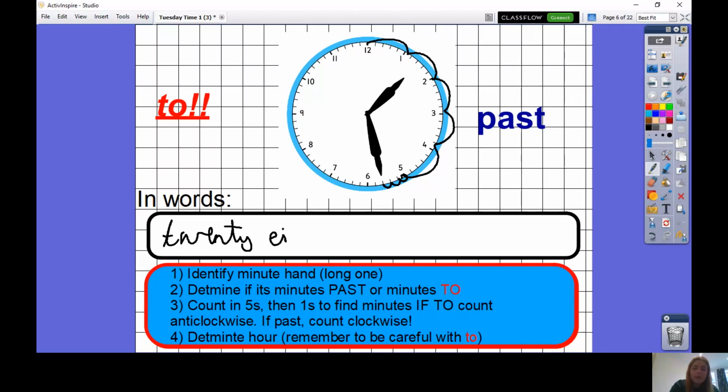Be careful with your spelling of these words now. 8 is a key word to know. Past. And now I need to be careful with my hour hand. I'm looking for which hour I've just gone past. Have I just gone past 1 or have I just gone past 2? I've just gone past 1, so it's 28 past 1.